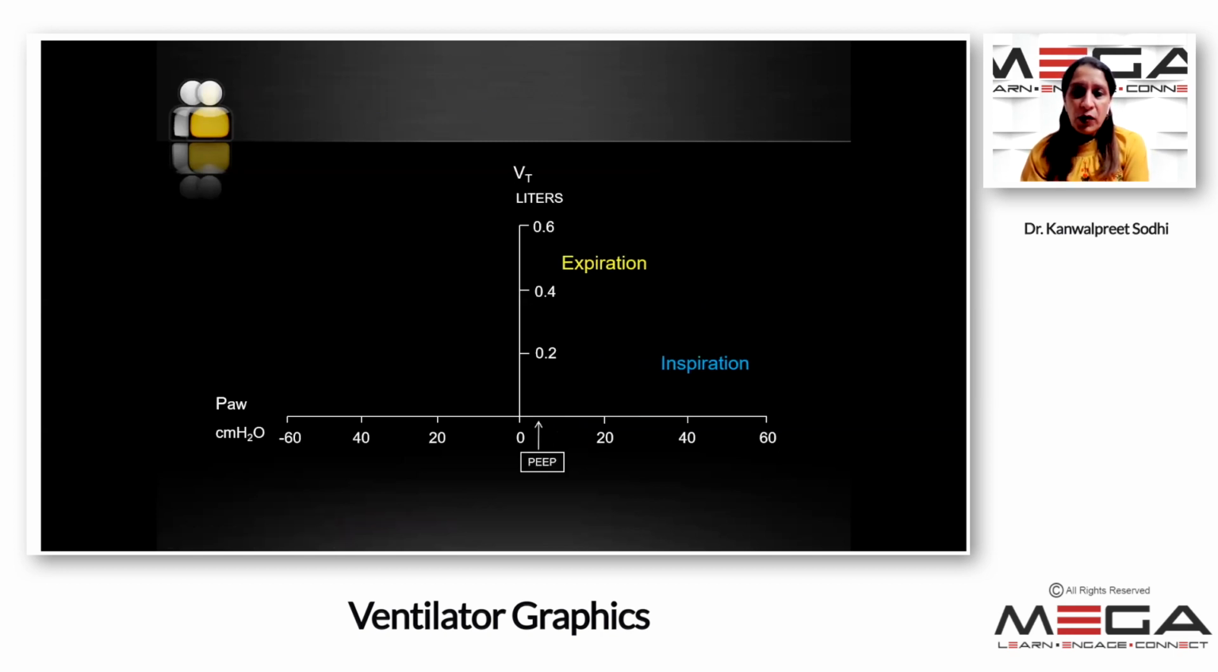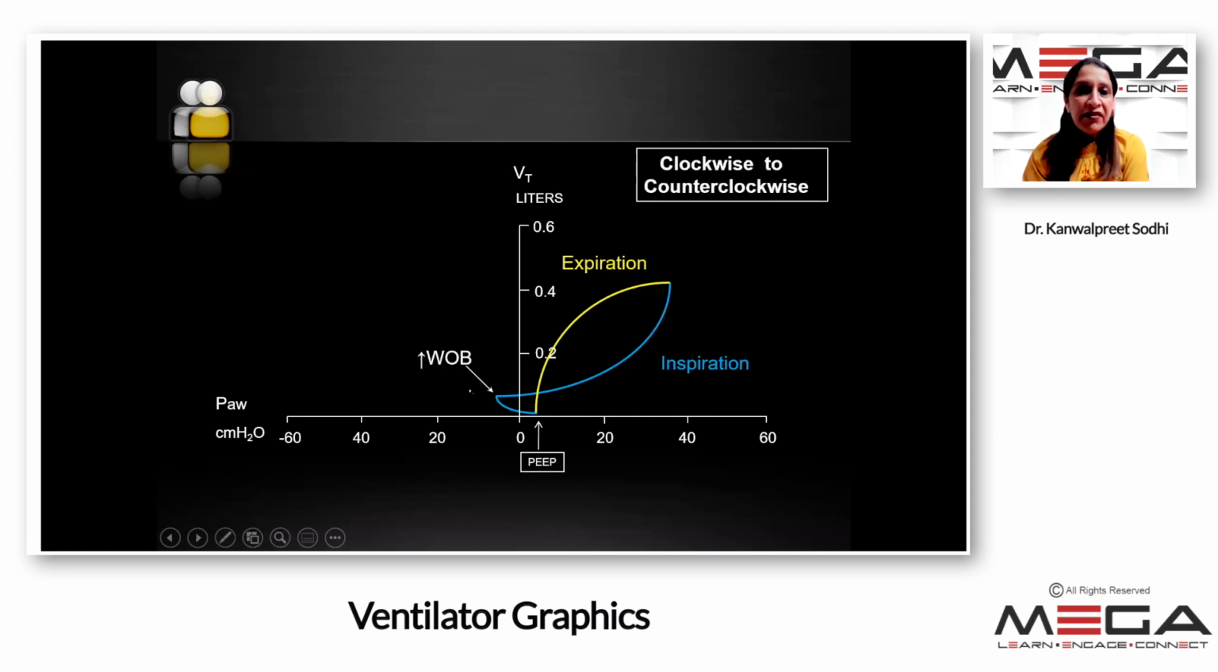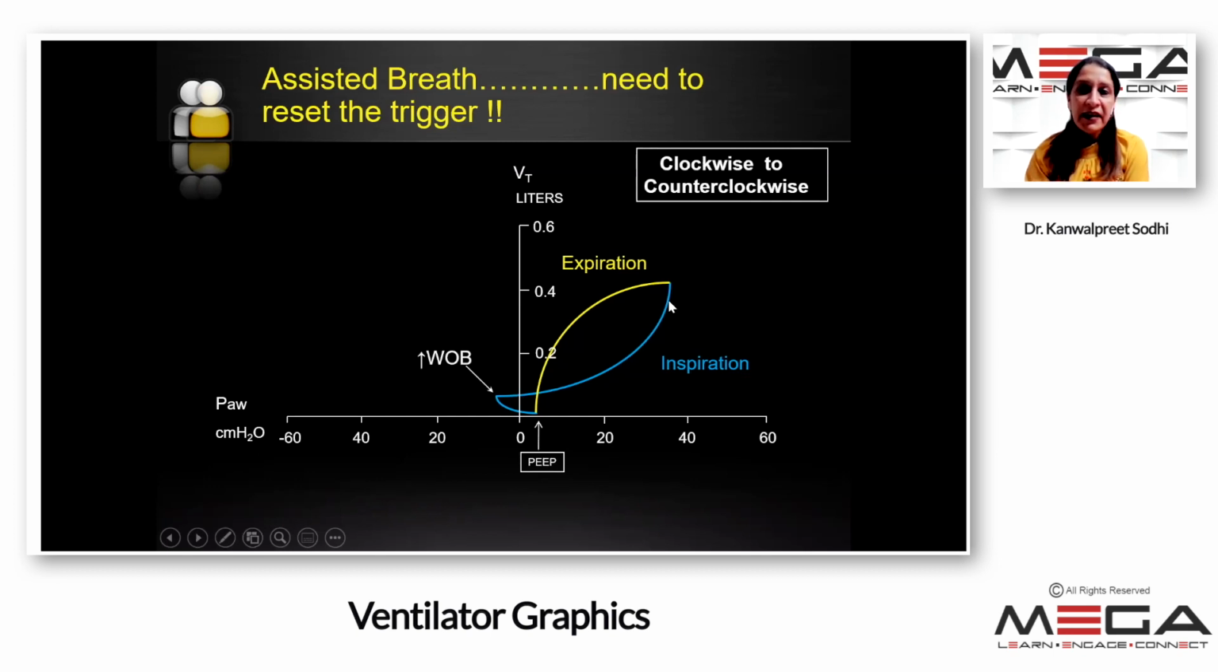Okay. So what is occurring here? This is a negative deflection, going from clockwise to anti-clockwise. So this is a triggered breath. And this implies that there's increased work of breathing, and this certainly tells us that we need to look into the trigger sensitivity, and we need to reset the trigger in our patient. So whenever we have a negative deflection first and then a counterclockwise movement of the pressure volume loop, we ought to look at the triggers which we have set for the patient.